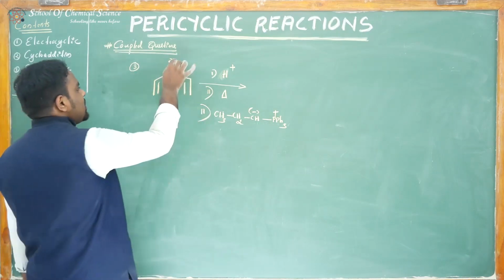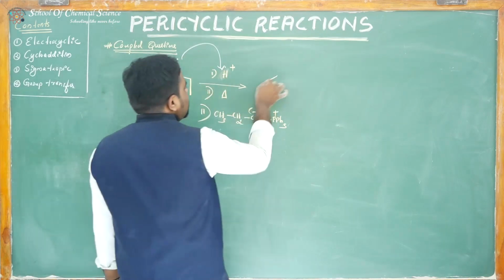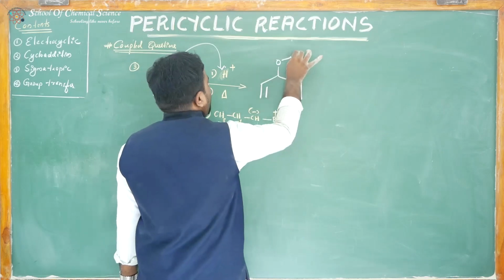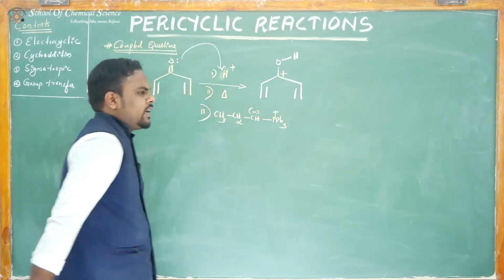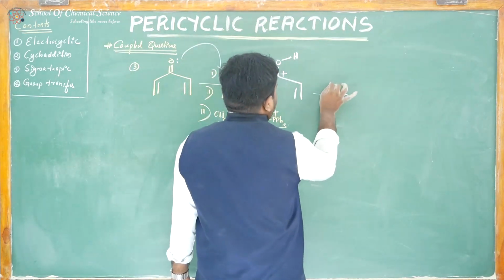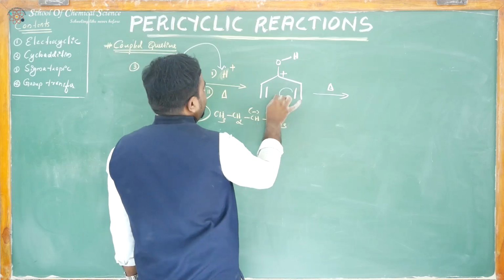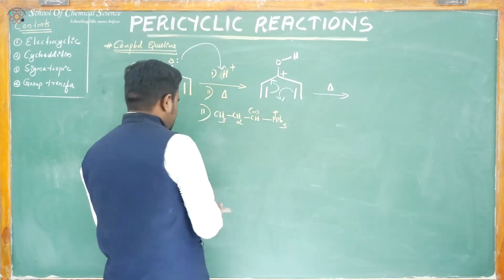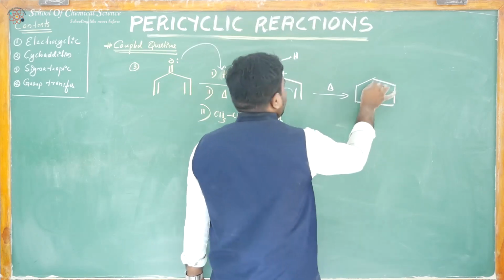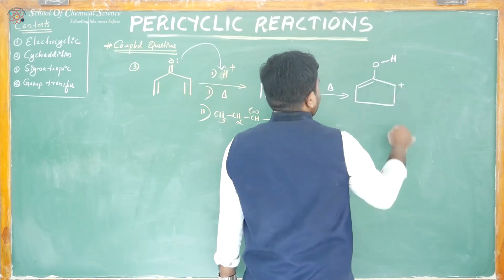So what is Nazarov cyclization? The lone pair on oxygen will attack the H plus. So in the first step you will get OH plus. Then under thermal condition, cyclization takes place. This pi electron moves towards there, this towards there. So after cyclization, a 5-membered ring, here a pi bond, here an OH, and here a positive charge.